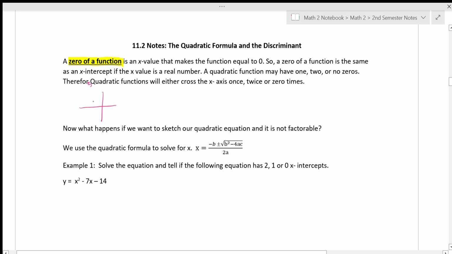So 1 x-intercept is where our graph, our parabola, sits on the x-axis. 2 x-intercepts, our parabola intersects the x-axis twice, and 0 x-intercepts, it never intersects the x-axis. So we've already talked about this a little bit.